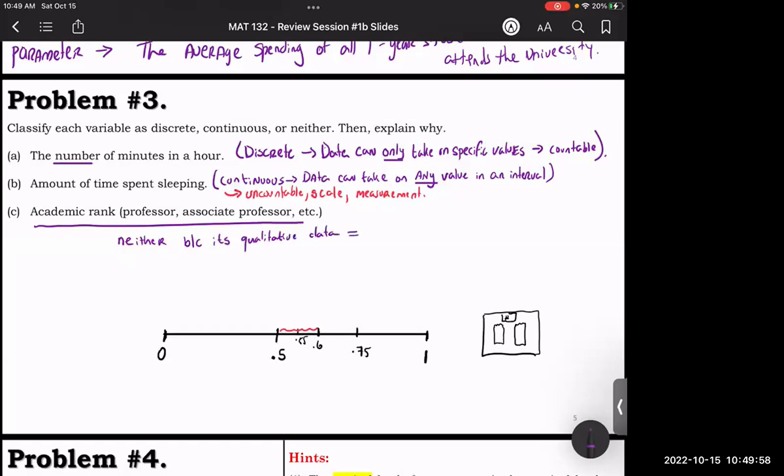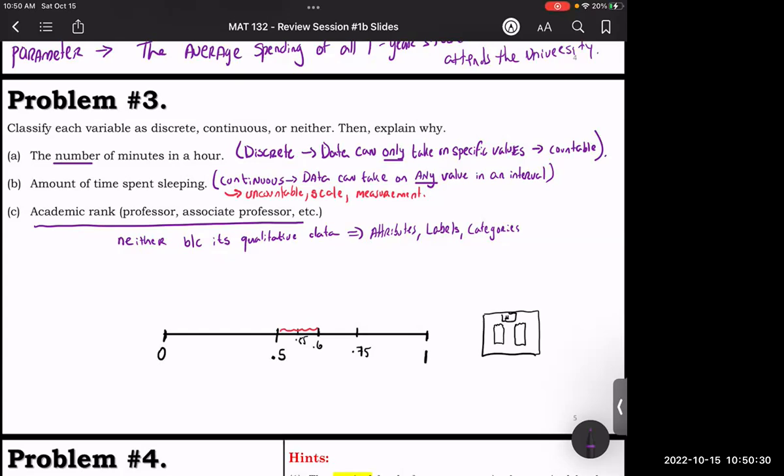And with qualitative data, we know that we're looking at attributes, labels, or categories. When I say attributes, I'm more or less talking about the qualities. You have labels and categories. So the academic ranks, those are categories: professor, associate professor, assistant professor, lecturers, adjuncts, etc.